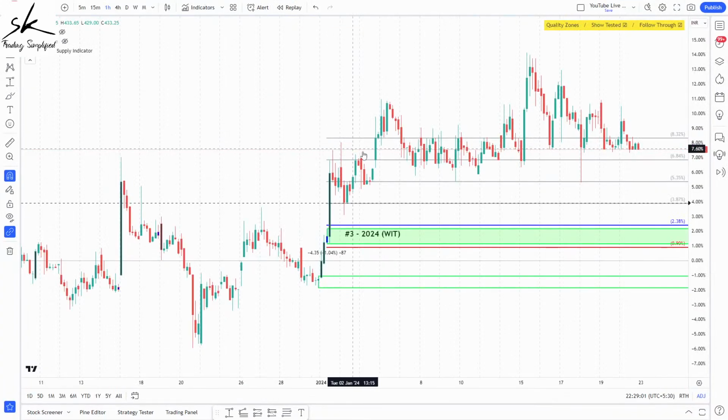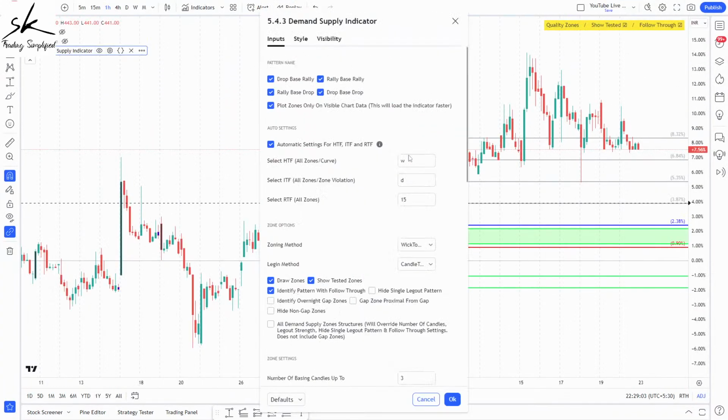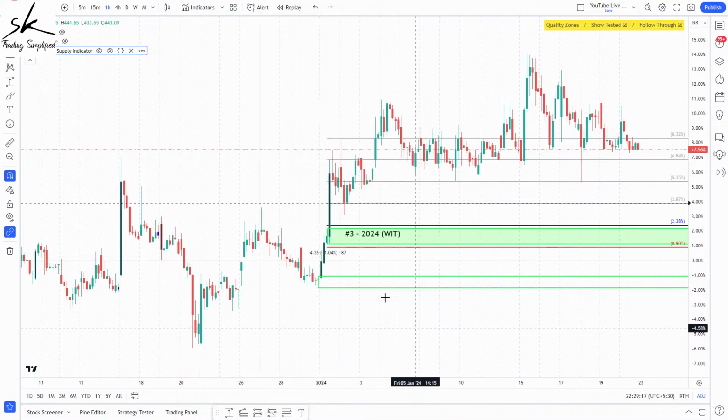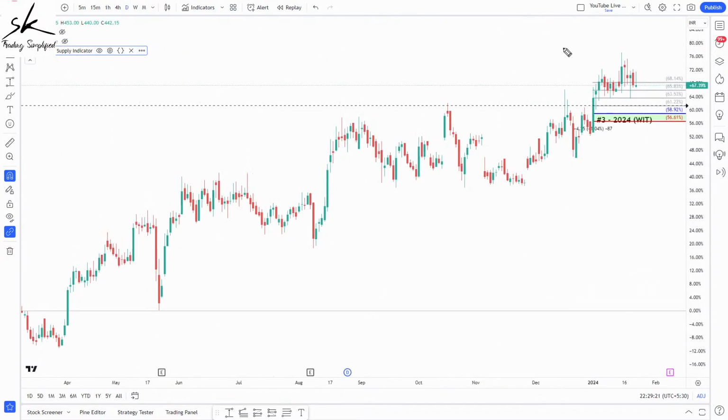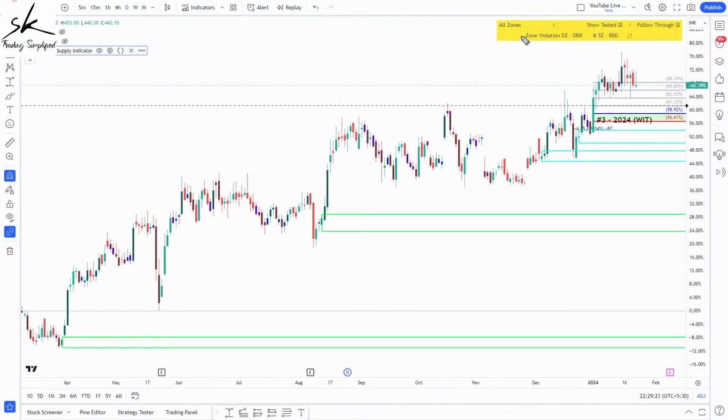Now, in the demand and supply zone indicator, you have the option to define your higher time frame, your intermediate, and your refining time frame, so that when I change my time frames to these, provided you have this option checked, the applicable settings get applied automatically. I don't have to do it manually. So here you can see, once I go to the daily time frame, it automatically changes, and it's not identifying quality areas anymore. It's identifying all zones for us.